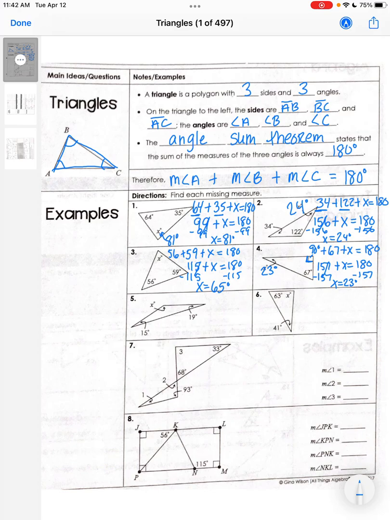Okay, at this time, go ahead and pause the video and attempt 5 and 6 on your own. When you are done with 5 and 6, you may watch the video to see if your answers are correct. So go ahead and pause the video.